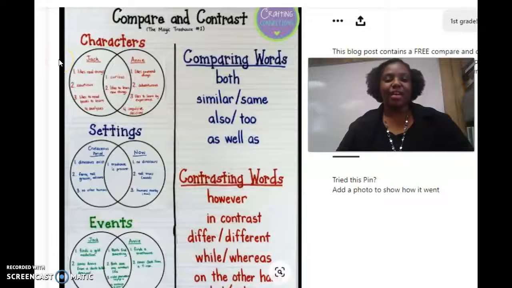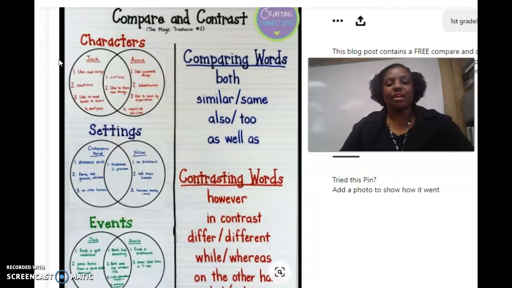Yesterday, I introduced you guys to paired passages, and when we have two things, we are more than likely going to compare them and contrast them. So what we do is we use those two overlapping circles that are called a Venn diagram.